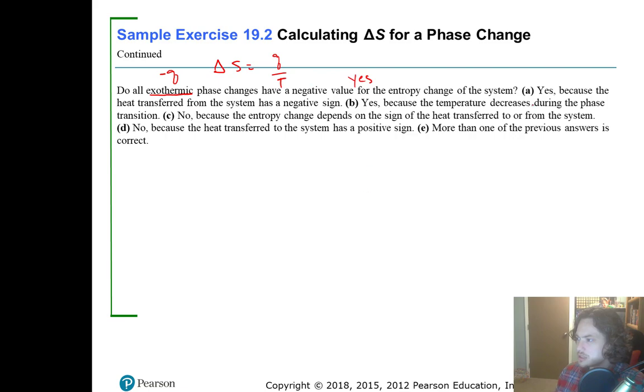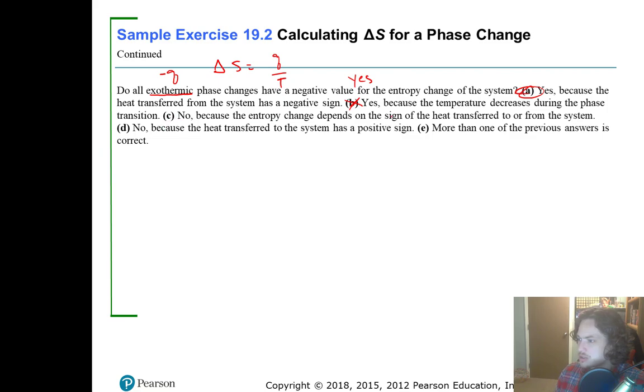Okay, let's see which one of these answers match up. It says yes because heat transferred from the system has a negative sign. Well, shoot, yeah, that's probably our answer. Let's double check the other yes here. It says yes because the temperature decreases during the phase transition. No, that's not necessarily going to happen, right? We learned when we talked about states of matter that your temperature doesn't change when you have a phase change. So that's no good. And then the other two are no, just because we know that can't be true.